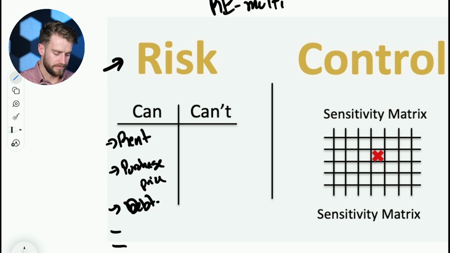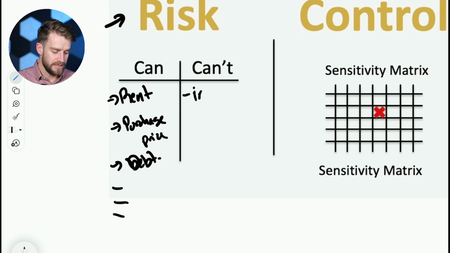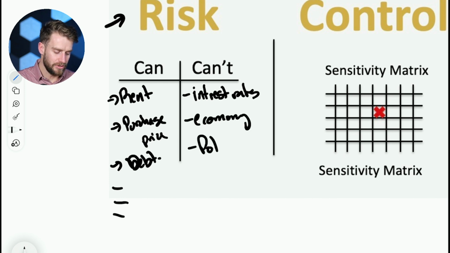Okay, there are a few more things you can control, but these are things we can control. What are things we can't control? Well, we can't control interest rates with the Fed. We can't control the economy. We can't control politics. There's a bunch of stuff we can't control in the market, okay?